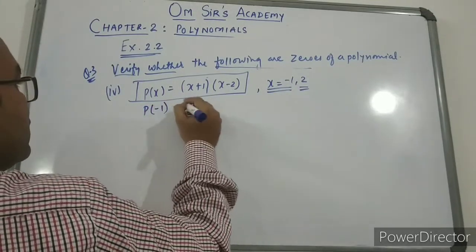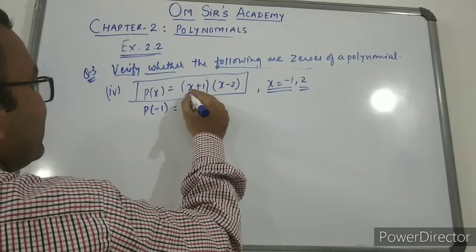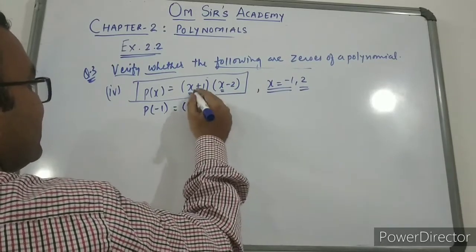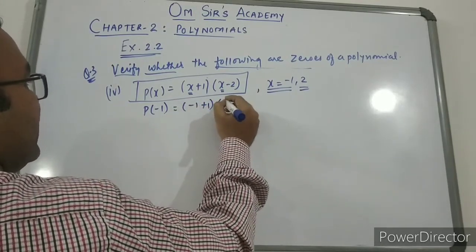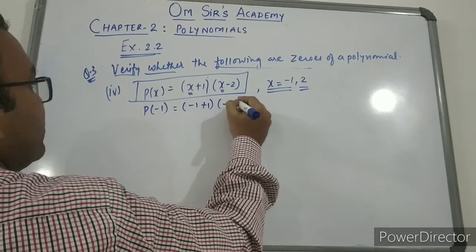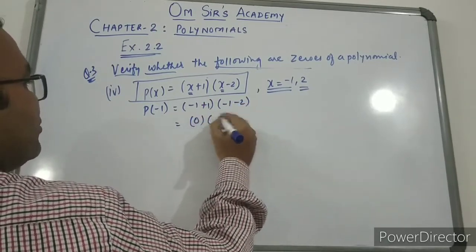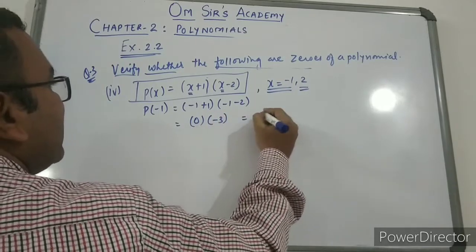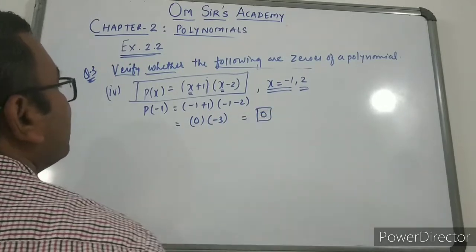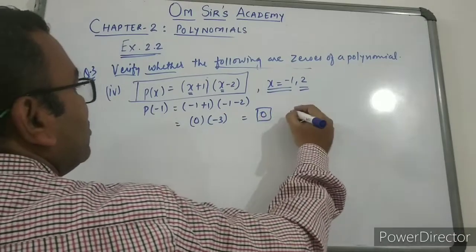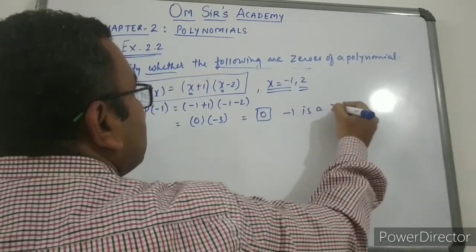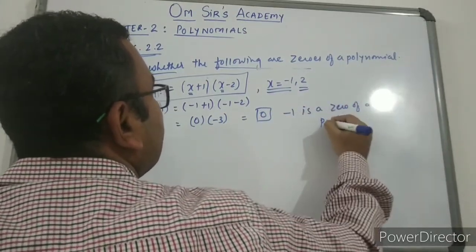So let us start. Minus 1, instead of this x and this x, we put minus 1 plus 1 and bracket minus 1 minus 2. So it will be minus 1 plus 1, what is that? 0, and minus 1 minus 2 is minus 3. So 0 into minus 3, anything multiplied by 0 is 0. So yes, this is also minus 1 is a 0 of the polynomial.